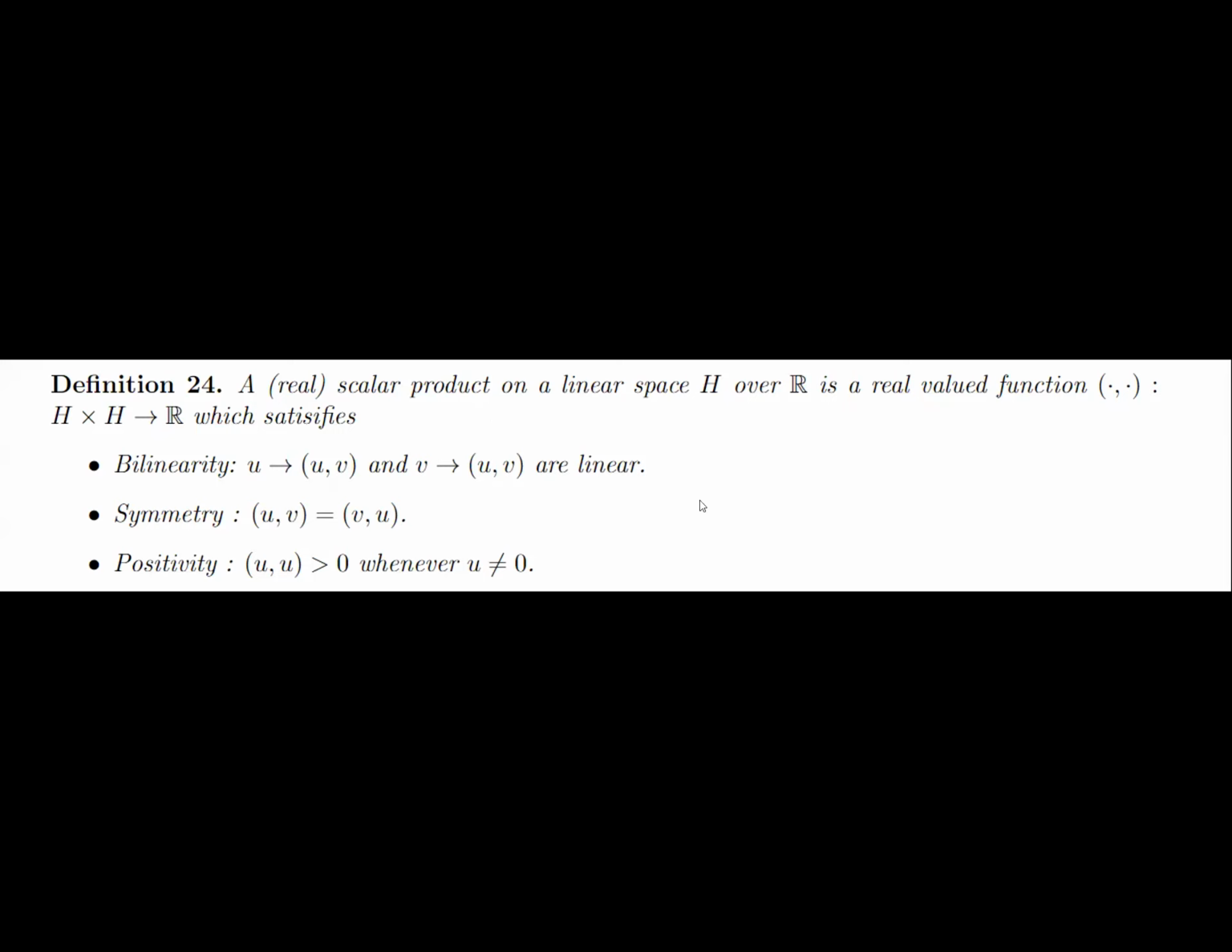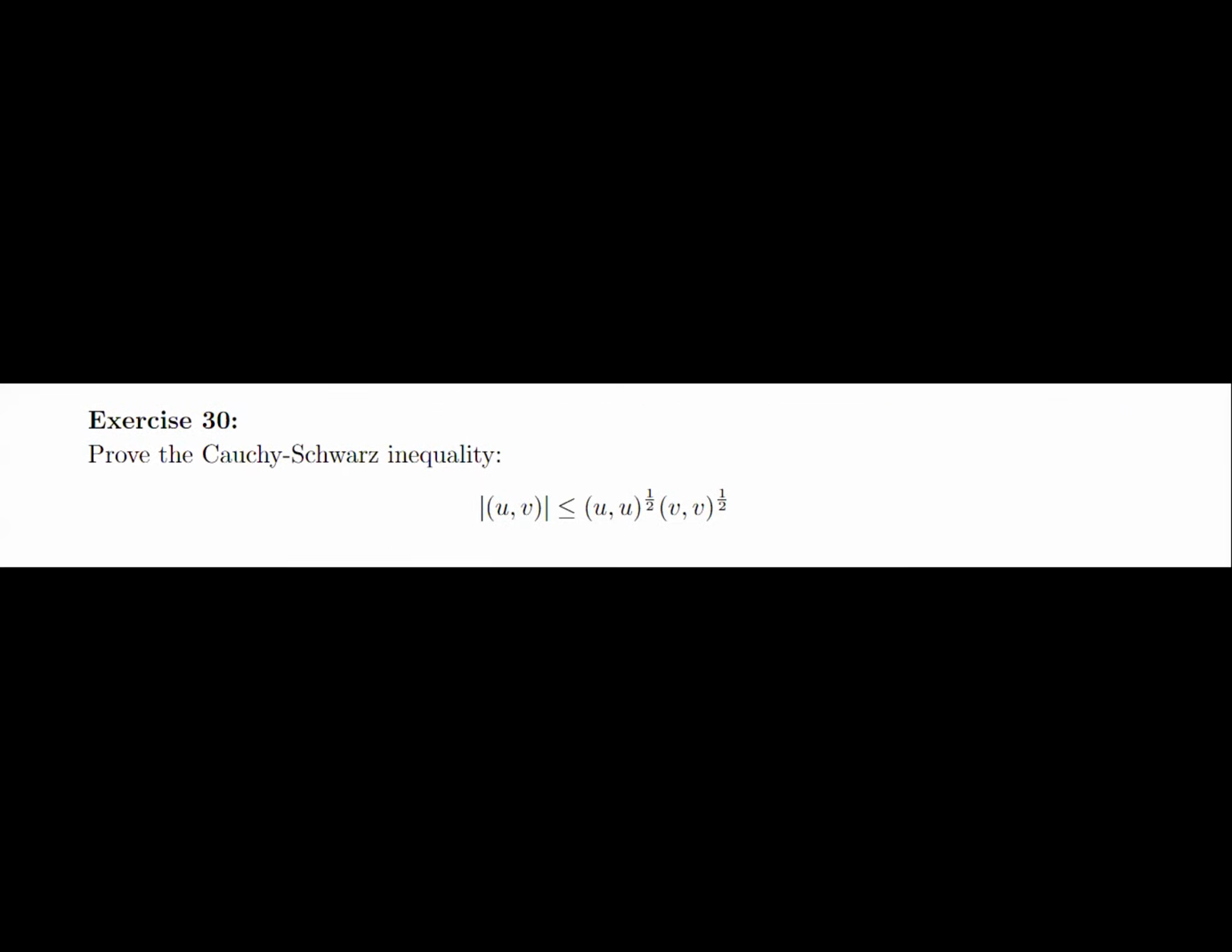So we start with an exercise, a classical inequality, the Cauchy-Schwarz inequality. You should have seen this inequality before, for example, in R to the n. And so it's just an exercise to prove it. So try to prove it.